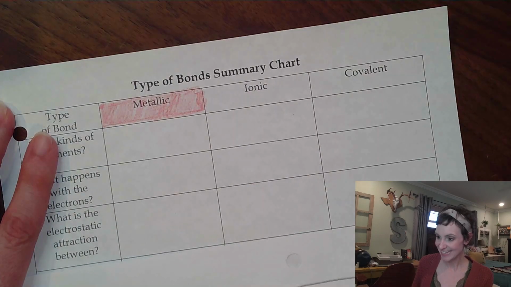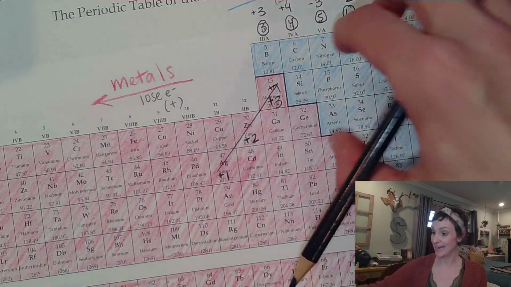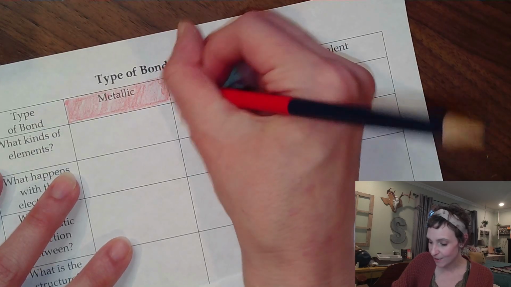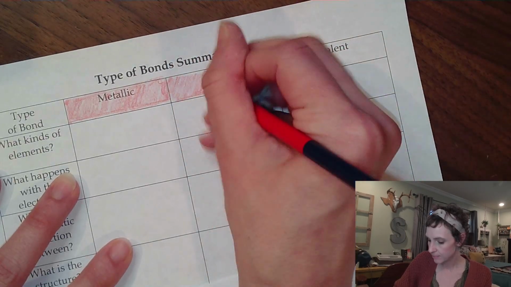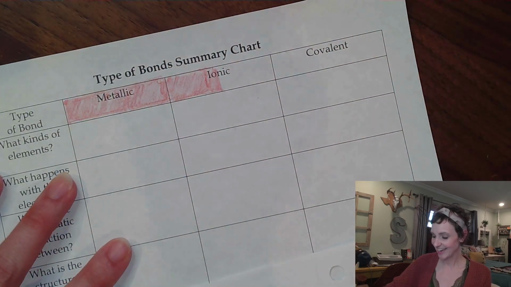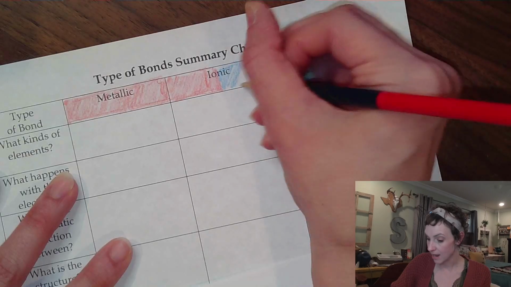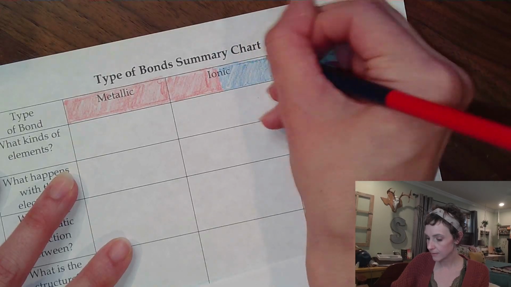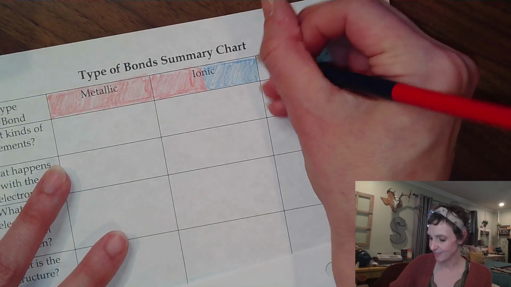Okay. My ionic bonding, I have a metal cation and a non-metal anion. So I will color the first half red to represent a metal cation. And the second half, I will color blue to represent the non-metal anion. And then finally my covalent bond, which we now know is non-metal, so that will all be blue.